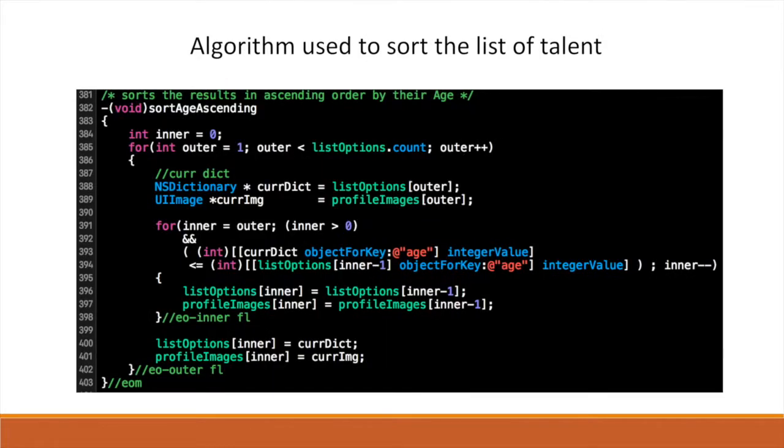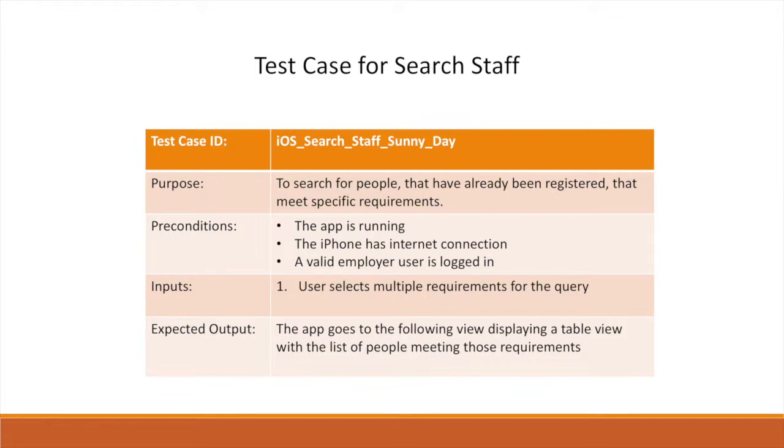One of the main algorithms that we used in our project was the bubble sort. We use it to sort the list of talent that the user gets after they search for the people registered on the database. Now let's take a look at our sunny day test case for the search staff.